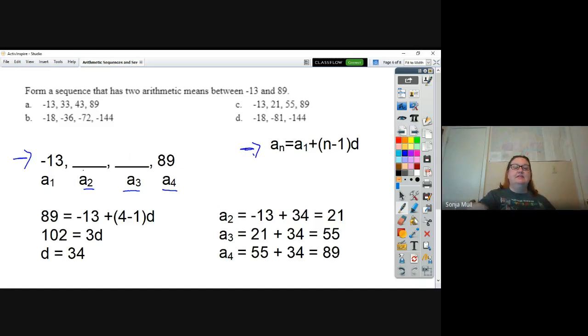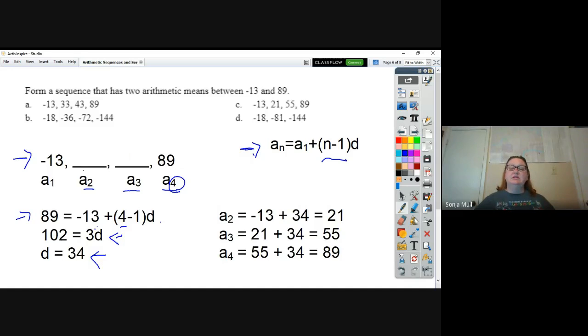Then I'm going to use my a sub n formula to plug in 89 to figure out what d is. So a sub 4 is 89 equals a sub 1, which is negative 13, plus n minus 1 times d. This is the fourth term, so I plug in 4 for n. And what I don't know is d. To get to this step, 4 minus 1 is 3d, and I added 13 to both sides. Then I divided by 3 to get that d is 34.